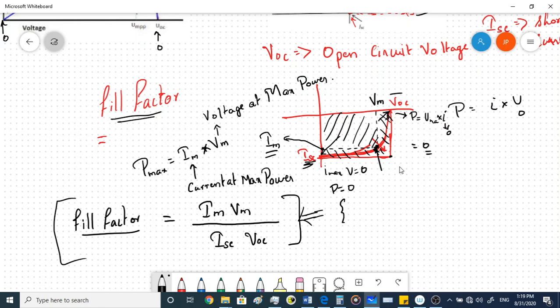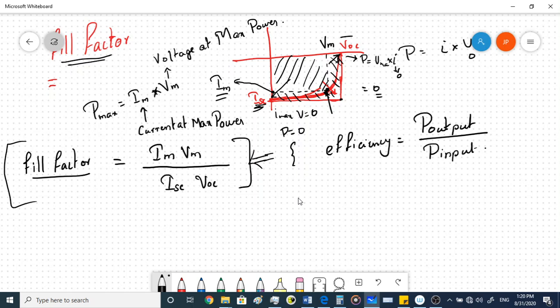Now let's look at what is efficiency. So efficiency can be written as output power divided by power input. Now here we know what is the output power, right? The output power is the power at maximum power point. So this is known as the maximum power point.